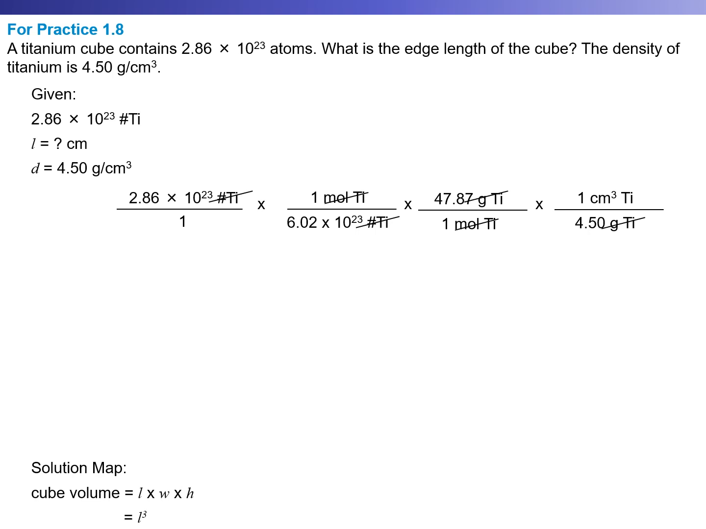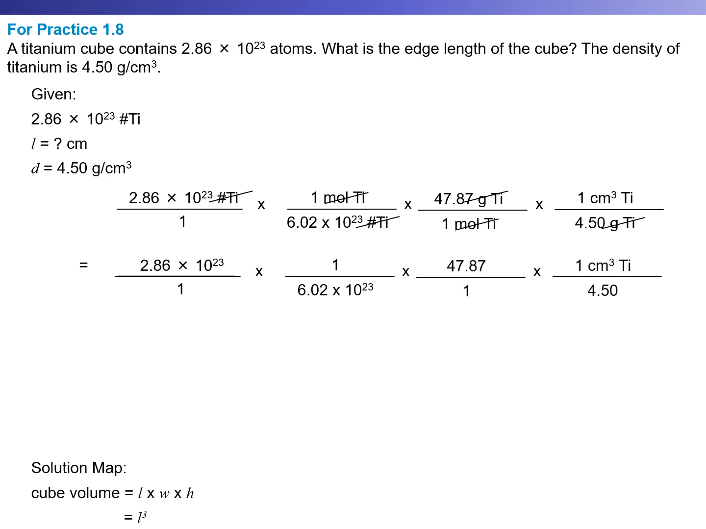The only units left are going to be cubic centimeters of titanium, which is perfect. That's exactly what I want. So I'm going to rewrite all of this without the units, going to leave out all the units that I crossed out. So here's my first term, and my second term, and my third term, and my fourth term, the only term that has any units left in it.